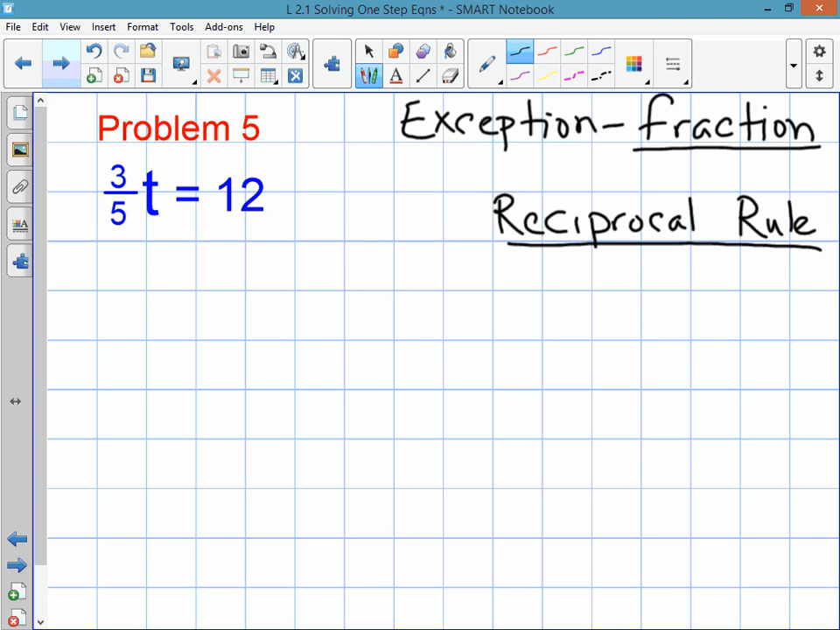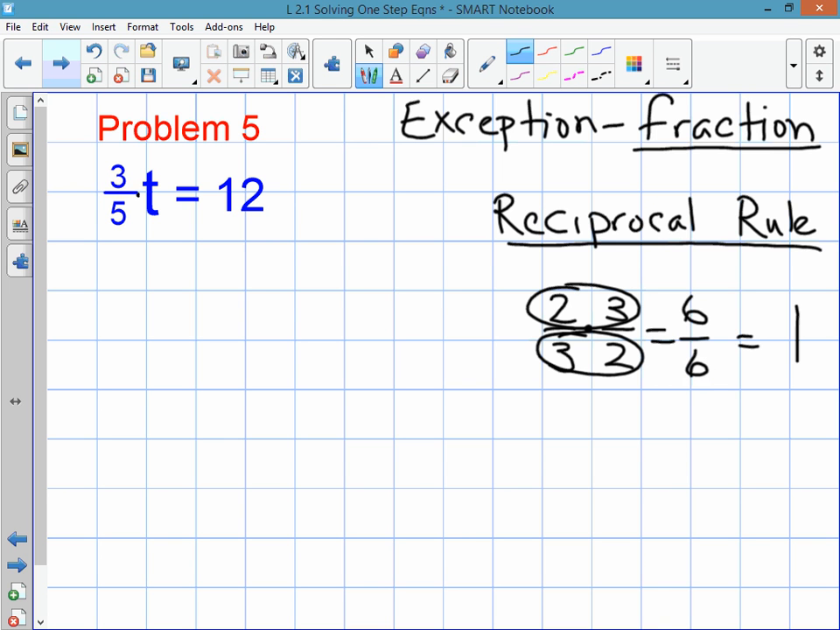And the reciprocal rule just means this. If I take a number like 2/3 and I multiply it by its reciprocal, that means to flip it over, 2/3 and 3/2 are reciprocals. Anytime you multiply a number by its reciprocal, you always get 1. 2 times 3 on the top equals 6, and 3 times 2 on the bottom equals 6. 6 divided by 6 is 1. That works for every single number.